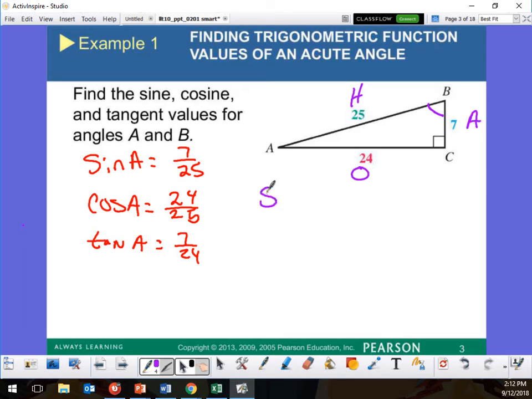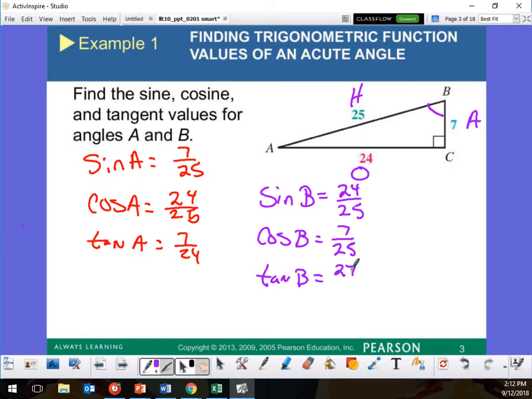So it's going to be sine of B is what over what? Opposite over hypotenuse, which I have? Very good. 24 over 25. Cosine of B. Adjacent over hypotenuse. Adjacent, so it's going to be very good. And tangent of B. 24 over 7.